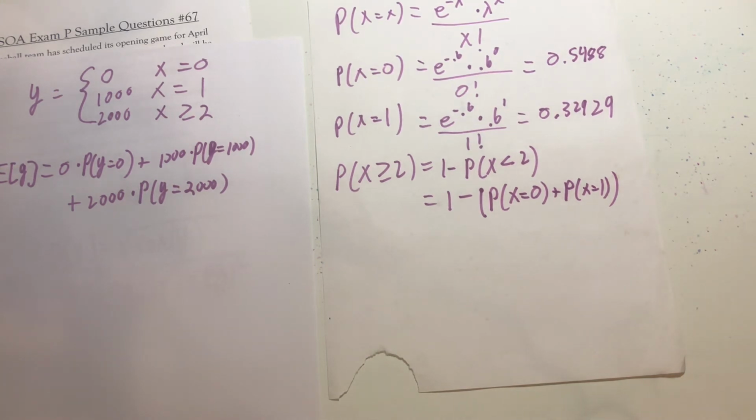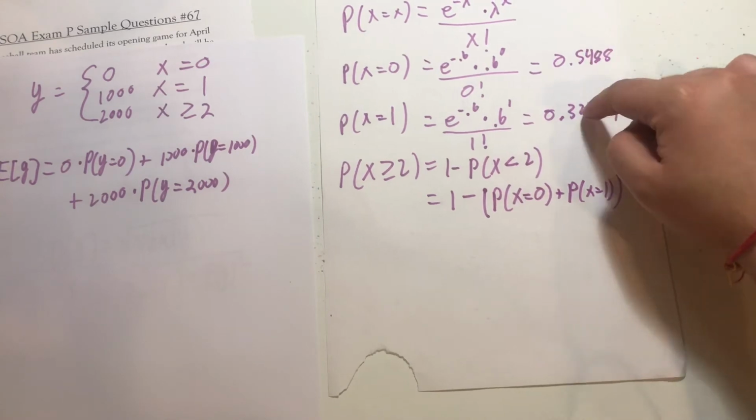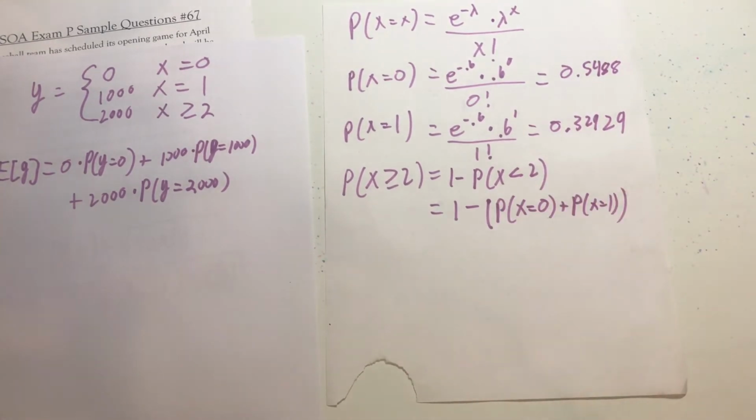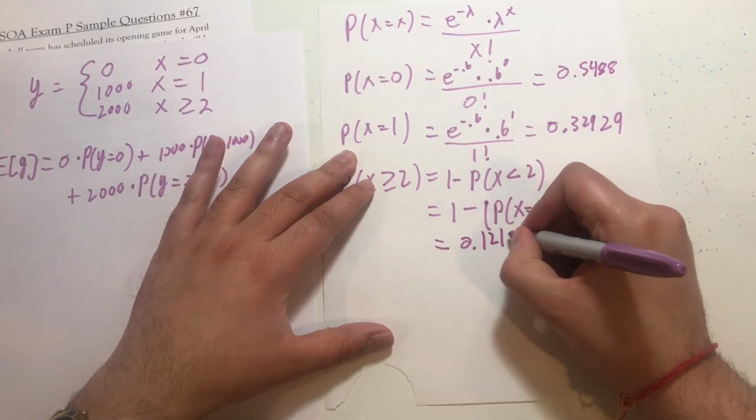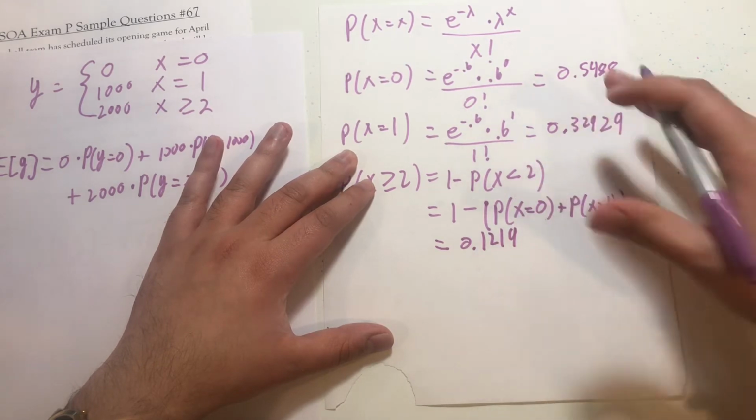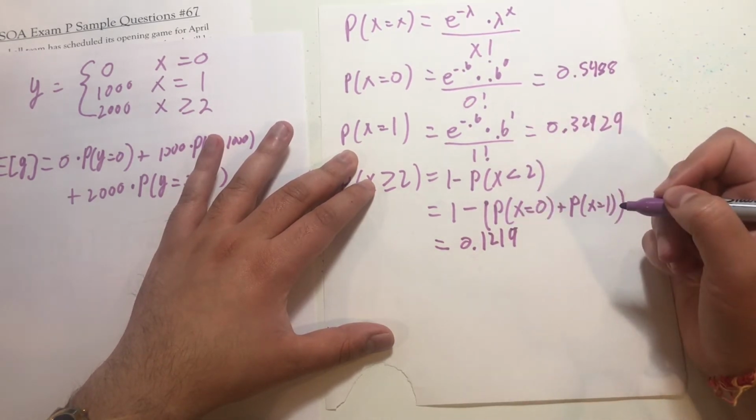So all I'll do is substitute in these values here and plug that into the calculator to get this probability of x being greater than or equal to 2 to be 0.1219. And yeah, I'll round there.